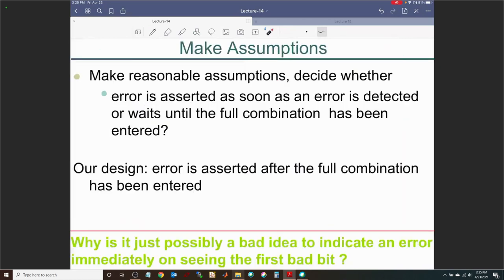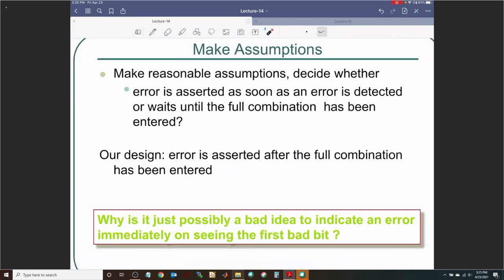All right, so let's start making our assumptions. Make reasonable assumptions. Is an error asserted as soon as an error is detected, or do we wait until the full combination is entered? Obviously, you are quick to realize that your design should be such that error is asserted only after the full combination is entered by the user. This is likely how they depict hacking in the movies.